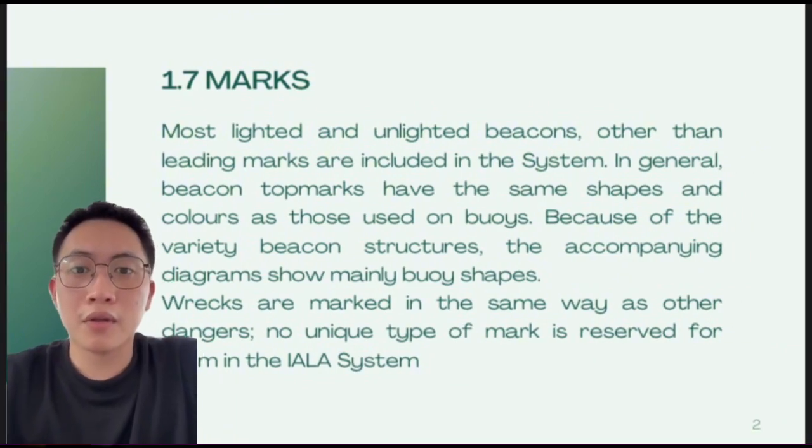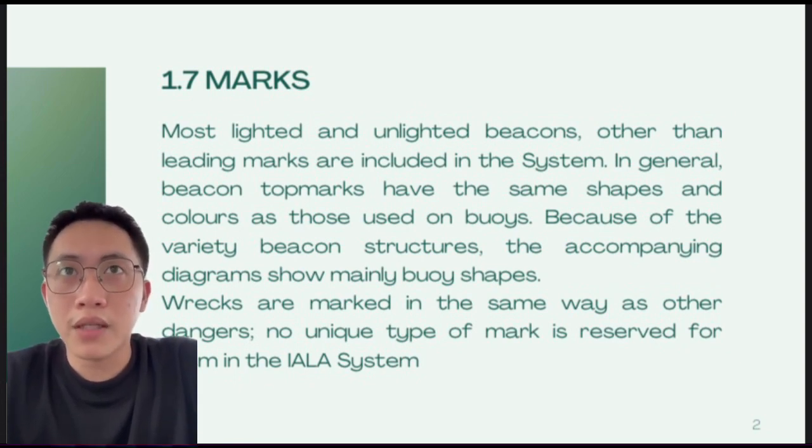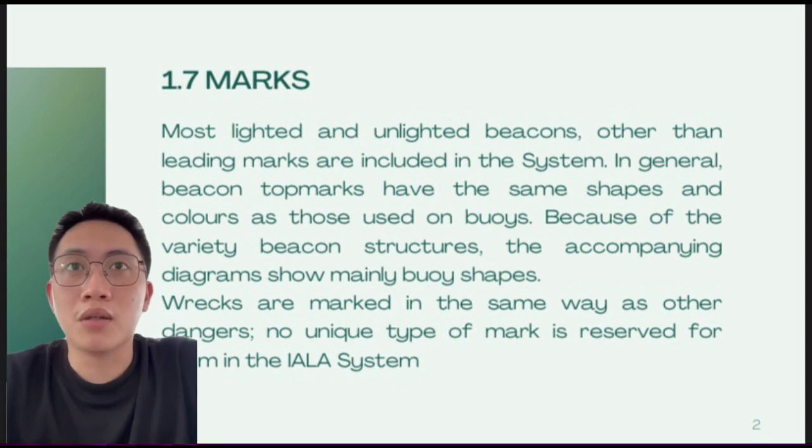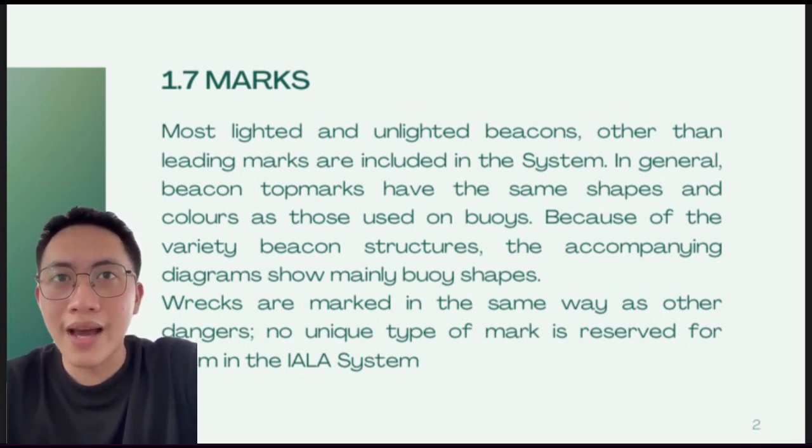And now I'm going to talk about beacons. Most lighted and unlighted beacons other than leading marks are included in the system. In general, beacon top marks have the same shapes and colors as those used on buoys. Because of the variety of beacon structures, the accompanying diagrams show mainly buoy shapes, while wrecks are marked in the same way as other dangers. No unique type of mark is reserved for them in the IALA system.